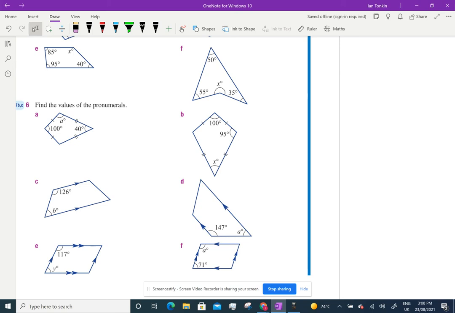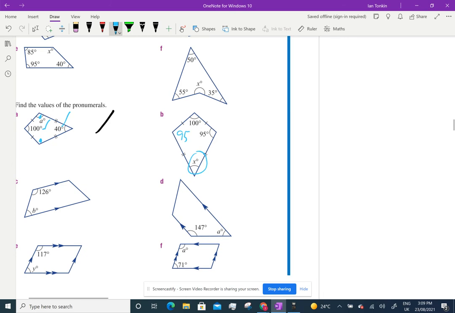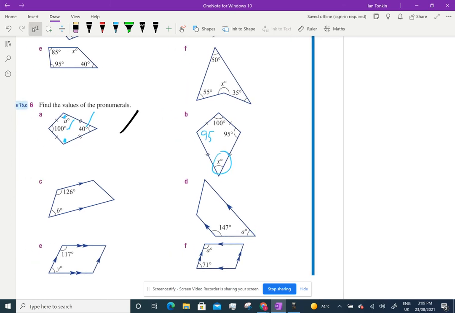I'm not really worried about the first two, they're kites. But because they're kites, these two angles are the same. And the same here, these two angles are the same. So that's going to be 95. And then you just go 360 minus those three angles to get that one. This one, you're going to go 360 minus that angle, and then divide it by 2 to split it up between these two.